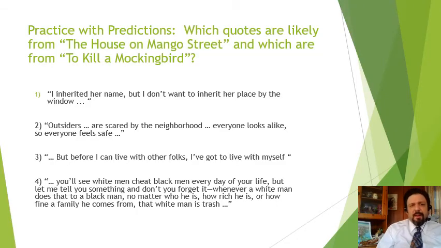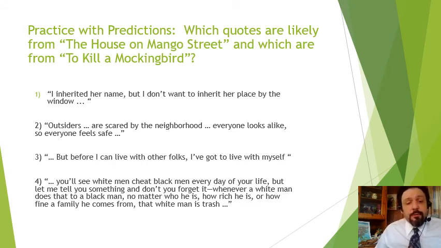Okay, so let's practice with predictions here. Just practice in general, I guess. Which quotes are likely from The House on Mango Street, and which are from To Kill a Mockingbird? 1. I inherited her name, but I don't want to inherit her place by the window. 2. Outsiders are scared by the neighborhood. Everyone looks alike, so everyone feels safe. 3. But before I can live with other folks, I've got to live with myself.